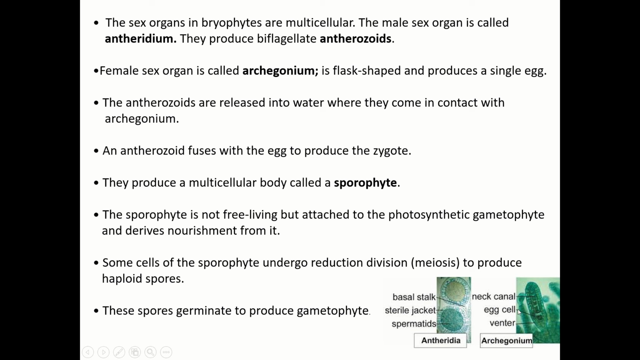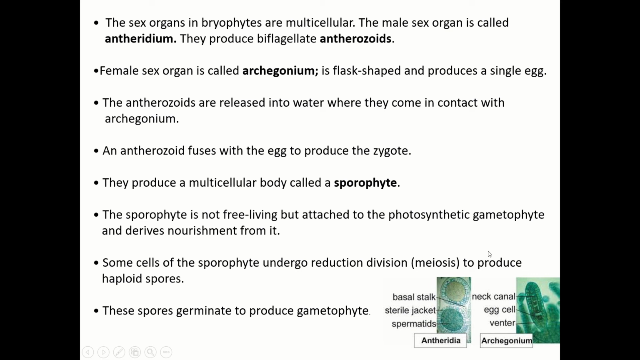Okay, that's why sexual reproduction needs water. And the antherozoid fuses with the egg to produce the zygote. And when the antherozoid fuses and fertilization happens, that structure we then call the zygote. They produce a multicellular body called a sporophyte.